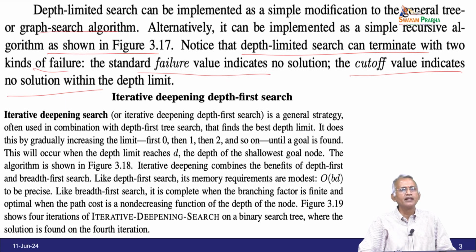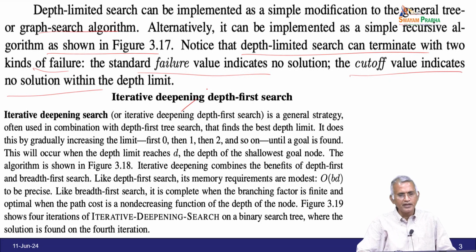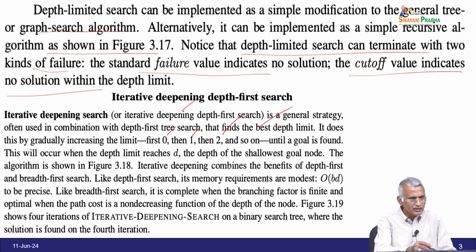Next, iterative deepening depth first search. It is a general strategy, often used in combination with depth first tree search, that finds the best depth limit. It does this by gradually increasing the limit, first 0, then 1, then 2, and so on, until a goal is found. This will occur when the depth limit reaches d, the depth of the shallowest goal node. The algorithm is shown in the figure.